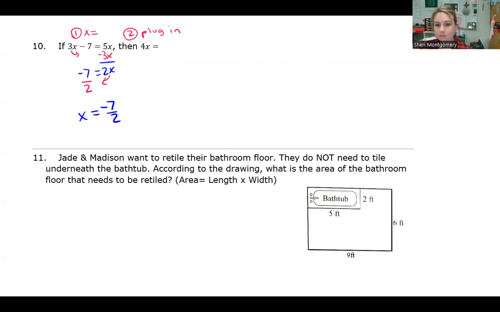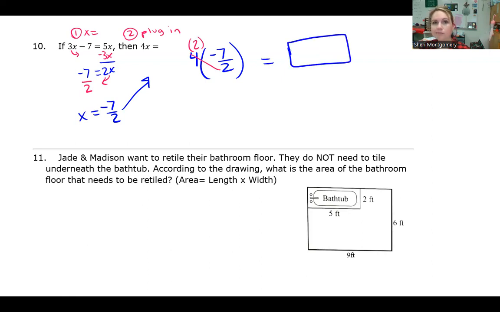So for this one, I'm now going to plug in -7 over 2 for x. So 4 and then -7 over 2. A lot of times when we have fractions, you can always reduce them first. So 4 and 2. 4 divided by 2 is what? 2. So that becomes 2. What is 2 times -7? -14. That's your answer.